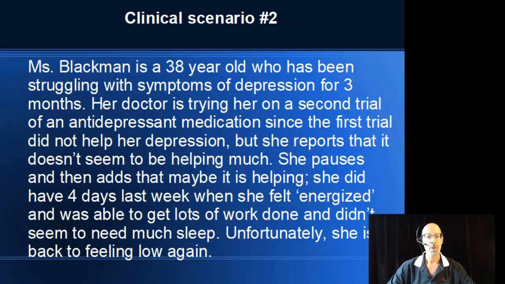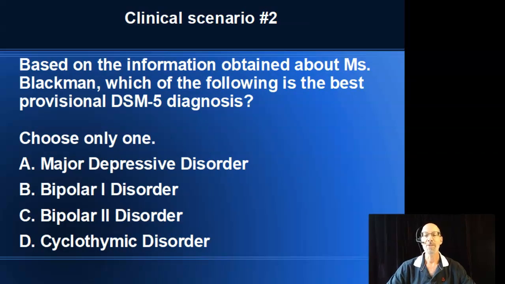She did have 4 days last week when she felt, quote, energized, quote. She was able to get lots of work done and didn't seem to need much sleep, hint, hint. Unfortunately, she is back to feeling low again. Based on the information obtained about Ms. Blackman, which of the following is the best provisional DSM-5 diagnosis? Choose only one. Your 4 choices are major depressive disorder, bipolar 1, bipolar 2, or cyclothymic. Go ahead and pause the video, make your choice, and then I will uncover the correct answer.